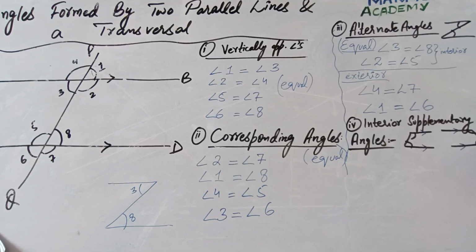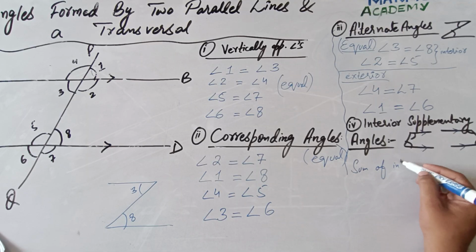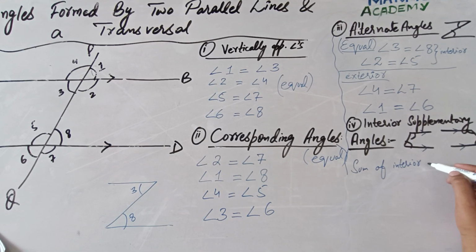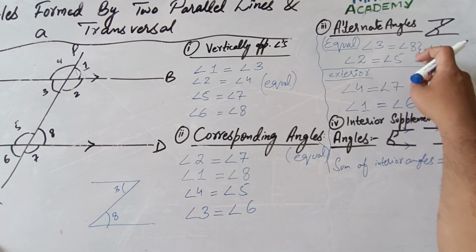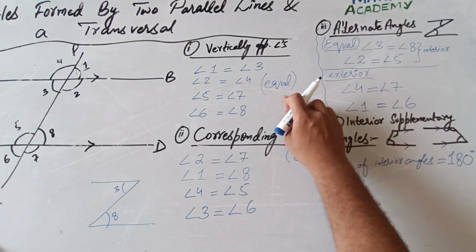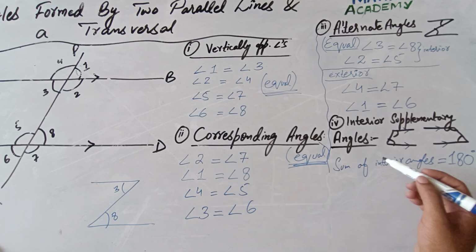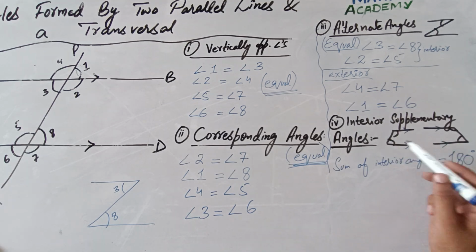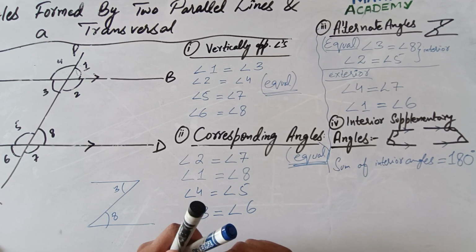The word supplementary is telling us that the sum of the interior angles is equal to 180 degrees. This is the condition, it means that interior angles are not equal. Like alternate angles are equal, vertically opposite angles are equal, and corresponding angles are also equal, but interior supplementary angles are not equal. Their sum is equal to 180 degrees, and they can be identified by the letter C.